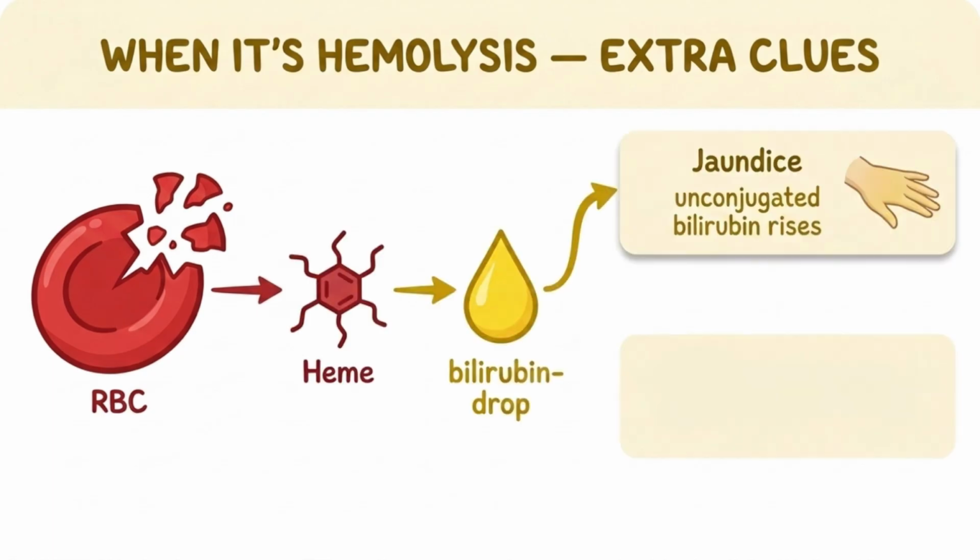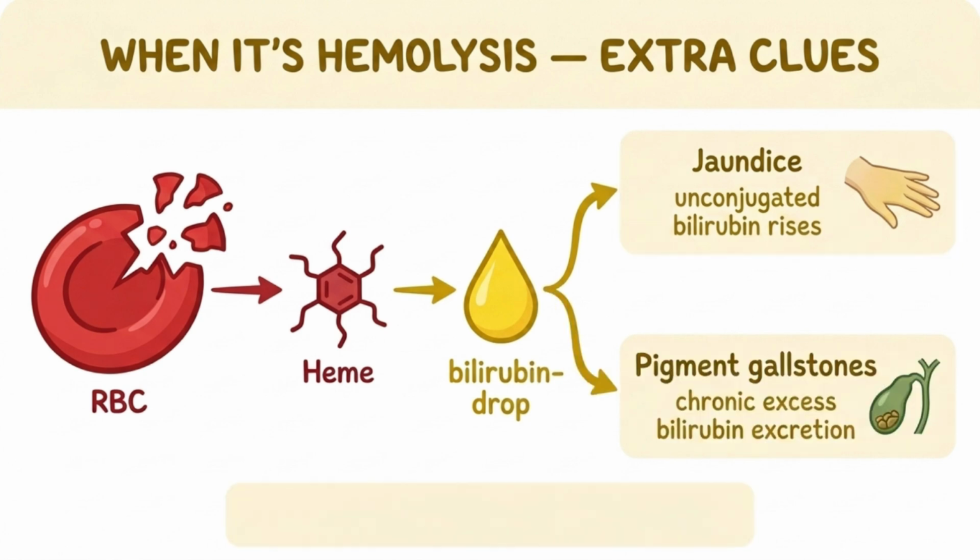Normally, RBCs are destroyed gradually. The liver has enough capacity to process the bilirubin that is produced. But in hemolytic anemia, RBC destruction is happening much faster. The amount of bilirubin being produced can exceed the liver's ability to conjugate and excrete it. So, unconjugated bilirubin increases, and that will lead to jaundice. And chronic hemolysis can also lead to pigment gallstones. So, remember, whenever there is anemia and jaundice, you can think of hemolysis.